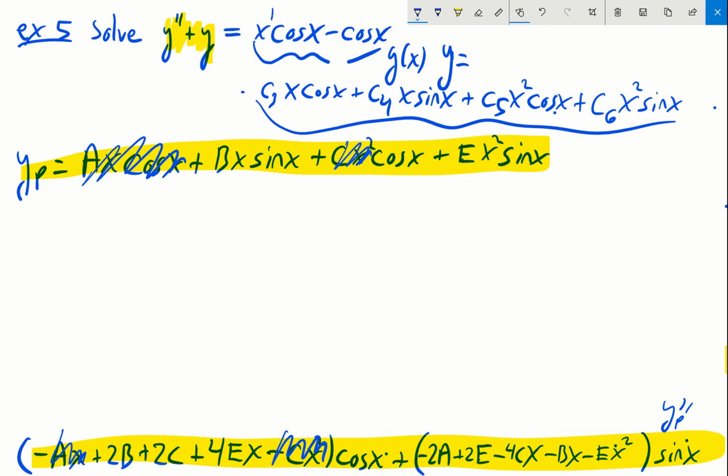We have 2b plus 2c plus 4ex times the cosine of x.